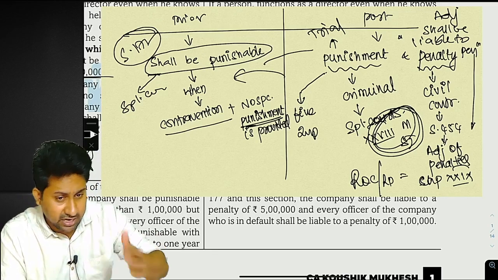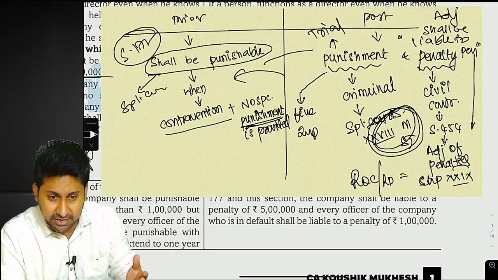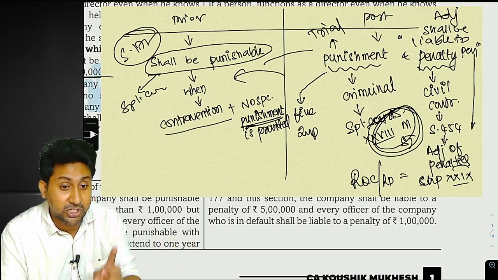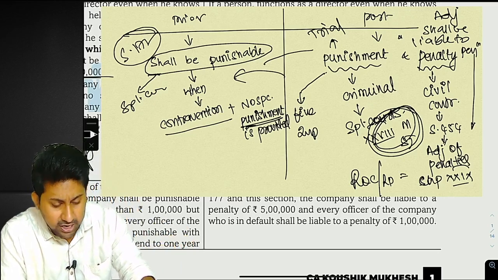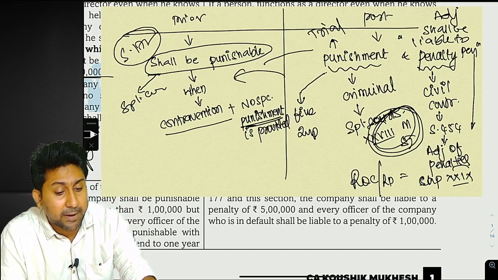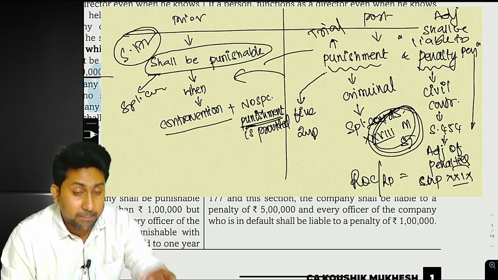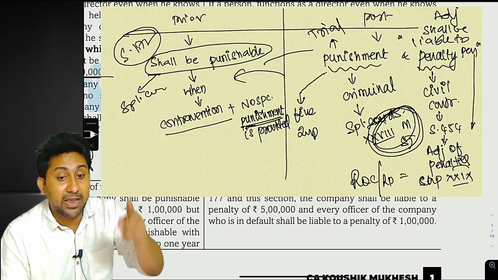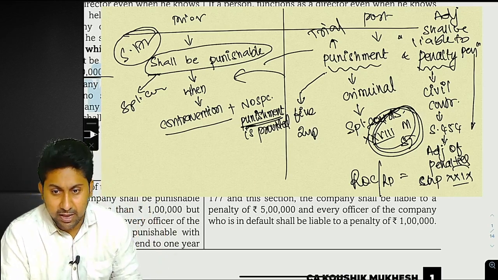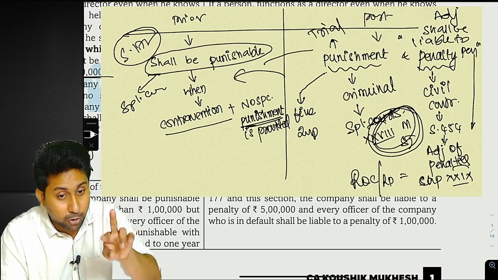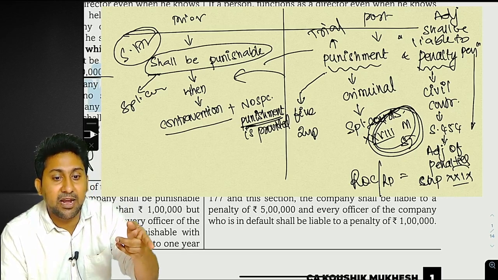Take SEBI, take SCRA, anyway not in the syllabus, take any act. If you find the term shall be liable to a penalty, FEMA, shall be liable to a penalty. Whenever this term is used, a penalty will be levied. Penalty will be levied by whom? By a penalizing authority who will be called the adjudicating authority. Take PMLA. In PMLA, both cases will be there. Punishments are there, penalties are there.